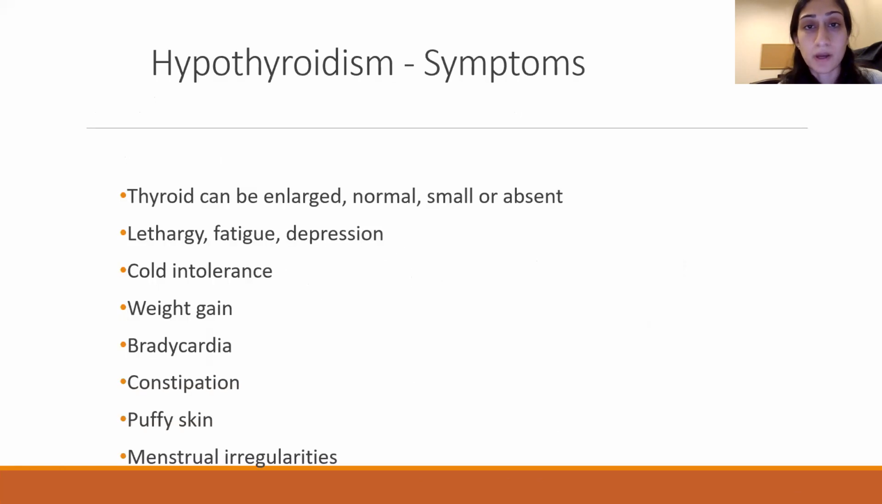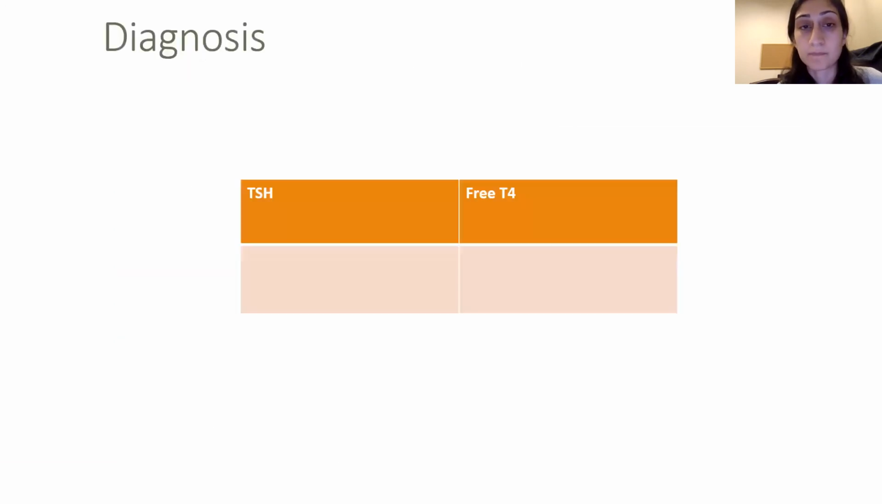So moving on to hypothyroidism. Some common symptoms of hypothyroidism can be non-specific and can have other causes, but patients can describe fatigue or depression, cold intolerance, weight gain, bradycardia, constipation, puffy skin, menstrual problems. And their thyroid on exam can be anything from enlarged to normal or small. So the thyroid exam may not help you in determining that it's hypothyroid, but the labs will certainly help. And these are some of the symptoms that they may describe.